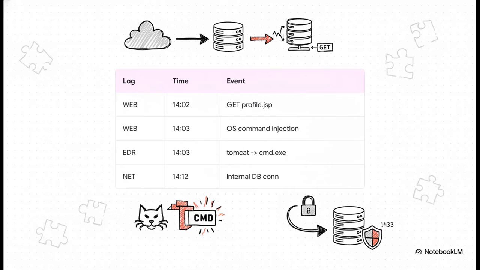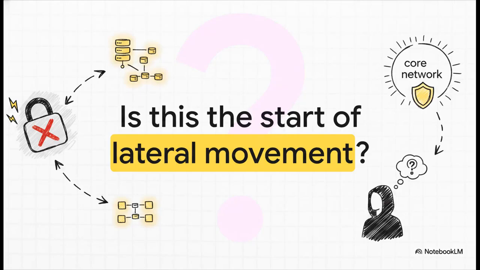Okay, let's try another one. Here we have a suspected web server breach. We see a simple external GET request for a profile page, followed up by another request attempting to inject an OS command. Then, EDR catches Tomcat executing cmd.exe. And finally, a network log shows the web server opening a brand new internal database connection on port 1433. Ask yourself, is this just a simple, isolated web attack that maybe our WAF should have blocked?